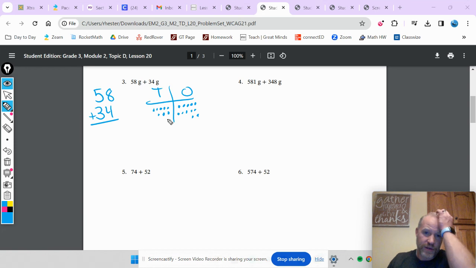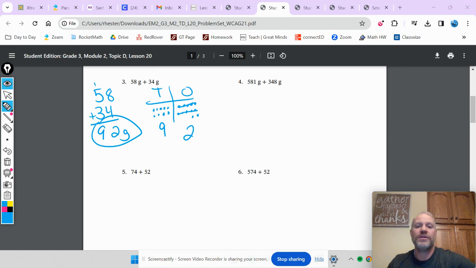All right. So now I'm looking, I'm saying, okay, I have too many here. So I'm going to take them out and move 1 more over here. So now I have 2 and I have 9. So I have 12 and I have 9. 92 units, grams.